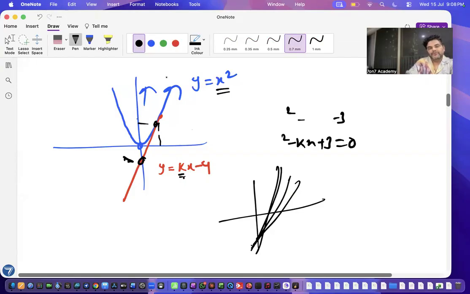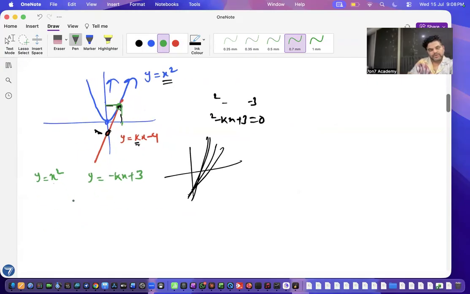So, when they intersect, isn't the y value the same? See, at that point, both y values are the same. So the y value of this curve is what? x square. The y value of the other curve is what here? Minus kx plus 3. Now see, both are equal. You can equate them. So x square is equal to minus kx plus 3.